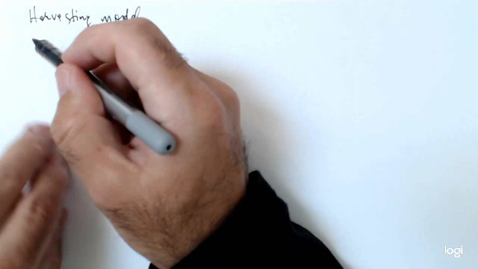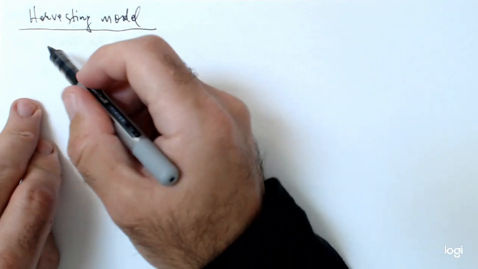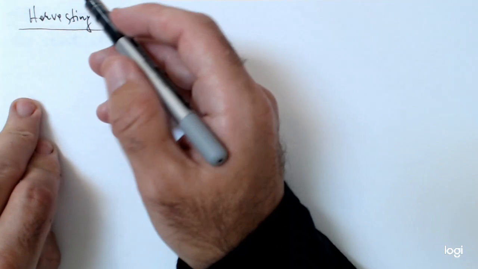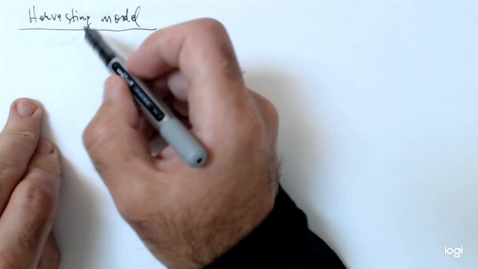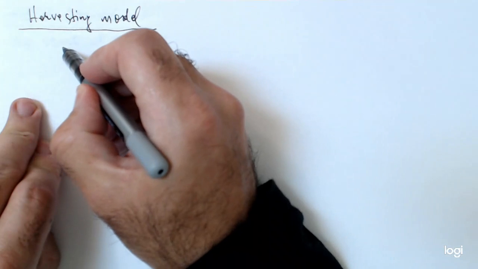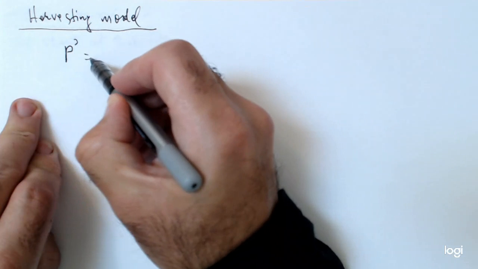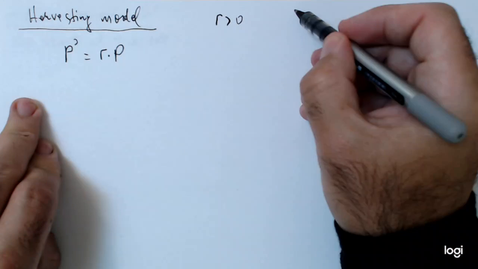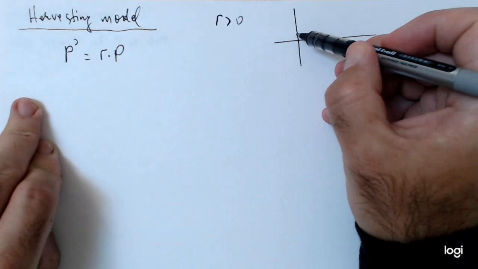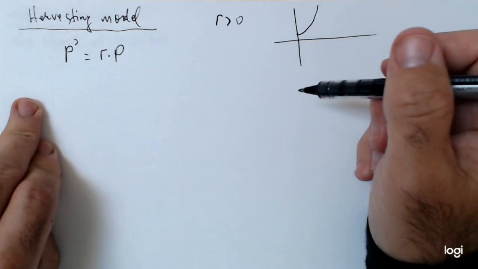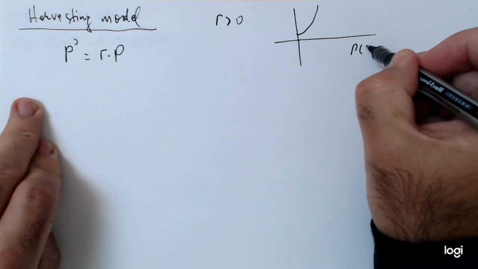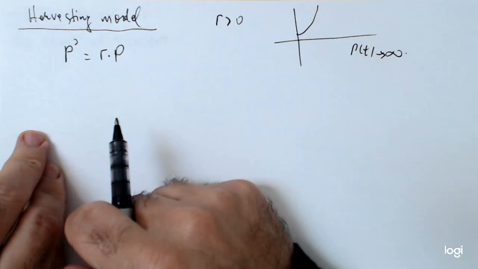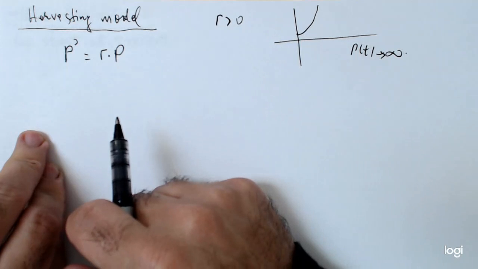So imagine a population of fish, for instance, or any animals that you would want to hunt or harvest, so to speak. Let's say, to make it as simple as possible, that the population evolves according to an exponential ODE. So without any intervention, you have just a happy population that grows exponentially to infinity, right? So P of t goes to infinity if r is greater than 0.